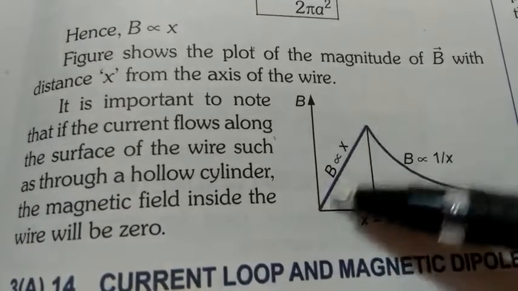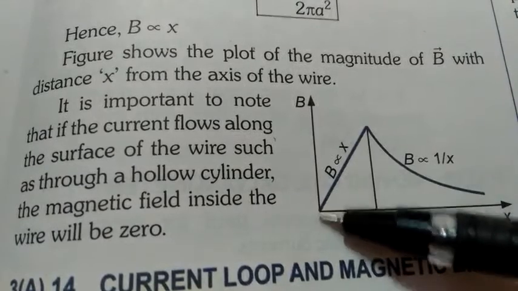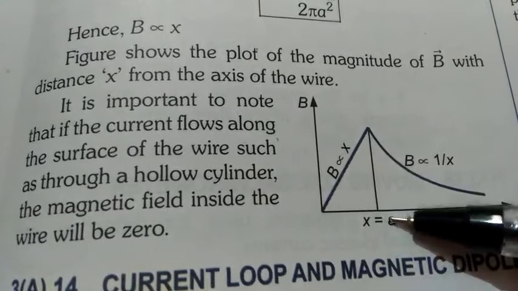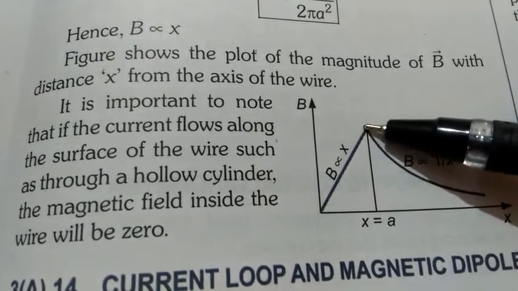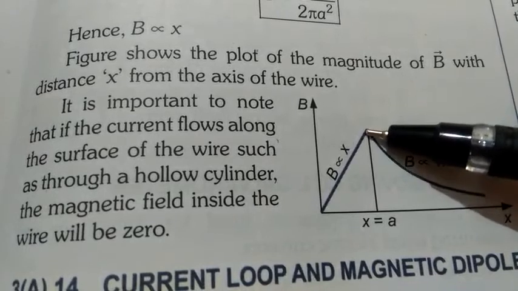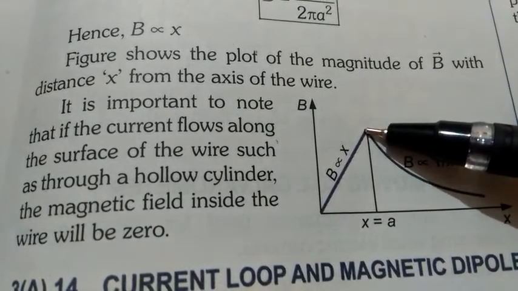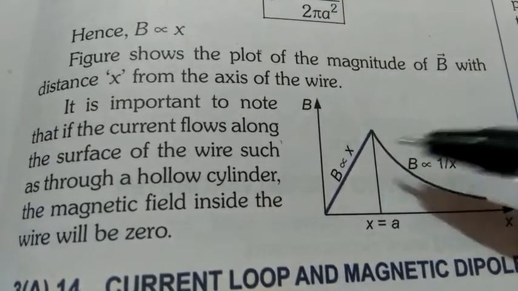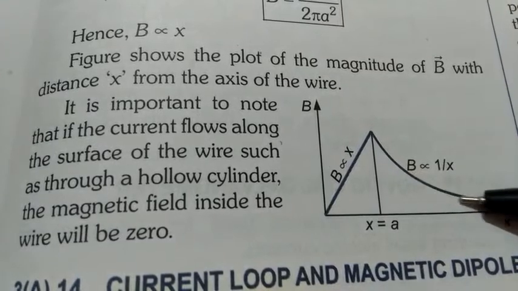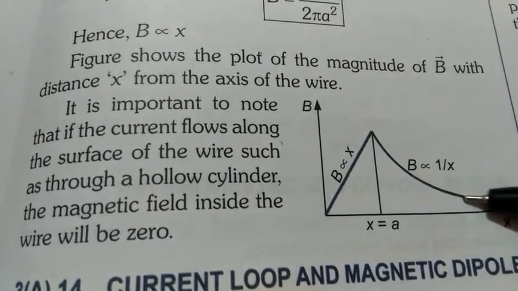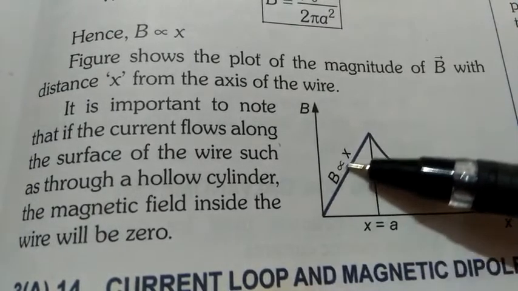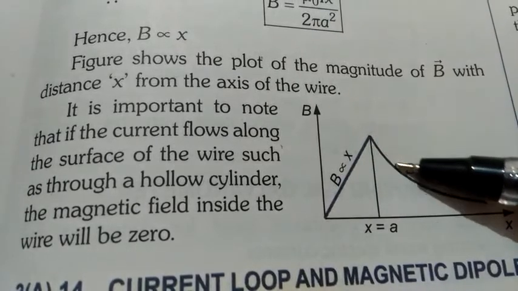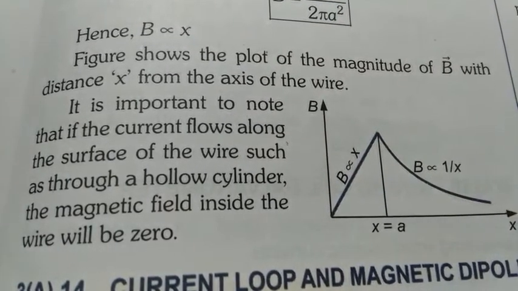Here this one is for the second case, when point P is inside, from 0 to a distance x equals a, the magnetic field will increase. Here it becomes maximum, and after this the wire ends, and this part is showing outside the wire. Outside the wire, as the distance increases, the magnetic field will decrease. So inside the wire, with x, the magnetic field will increase, and outside the wire, with x, the magnetic field will decrease.